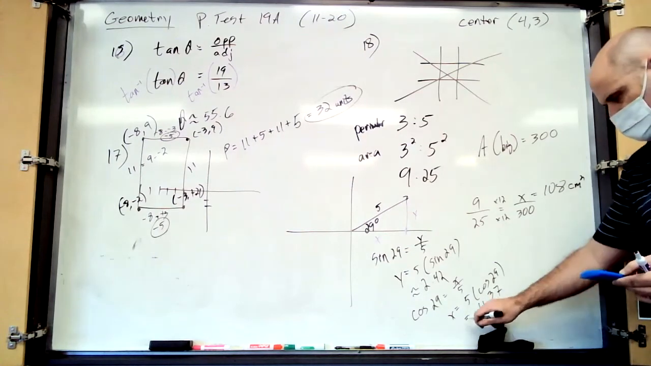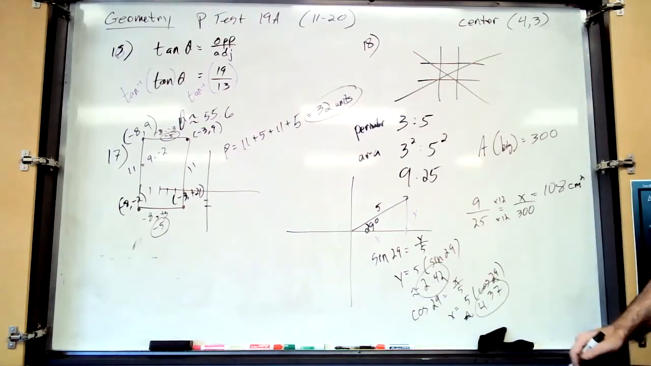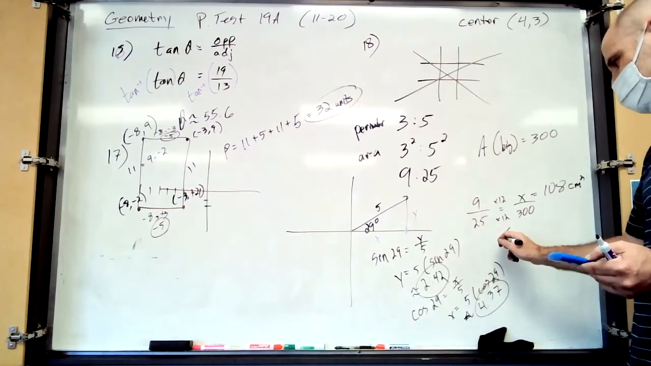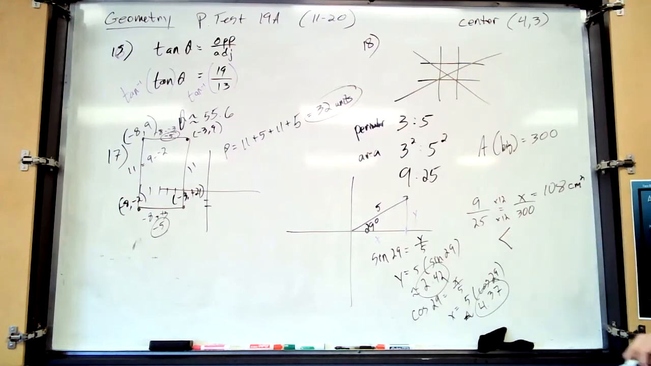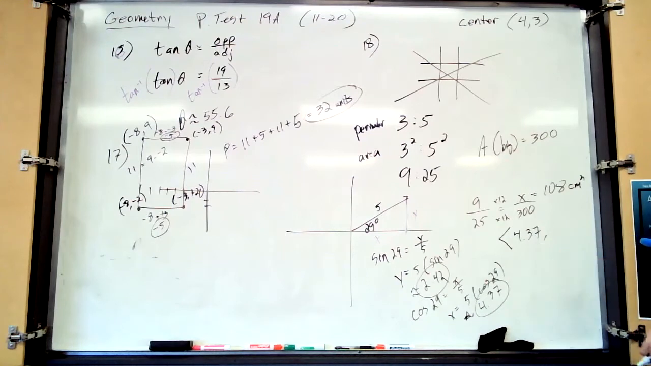4.37 approximately. Okay, so that's the x and the y value. That means our decomposed vector looks like this. Do the little component form. Your x value goes there, 4.37, and your y value goes here, 2.42. All right? Can you do that?